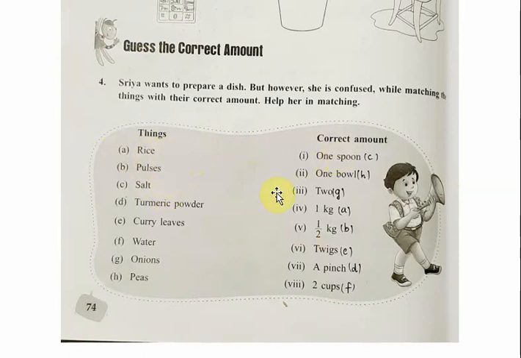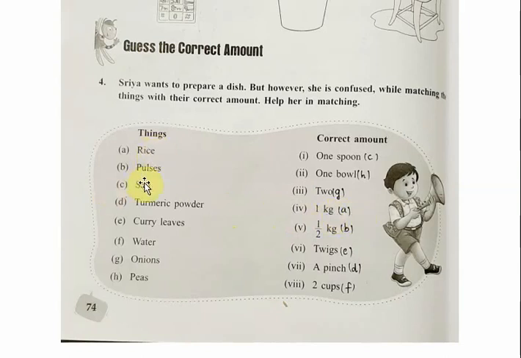Okay, so starting from the rice. From the items given here, she is going to prepare a khichdi or a pulav. So let us see what all things are there. First one is rice. How much rice is needed? Usually the quantity of rice will be more. So the quantity of rice will be 1 kilogram. So we have to match this rice with option 4, that is 1 kilogram. Do a matching from here to here.